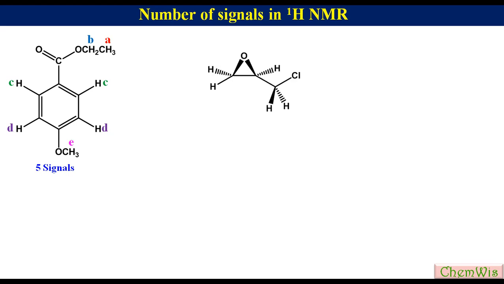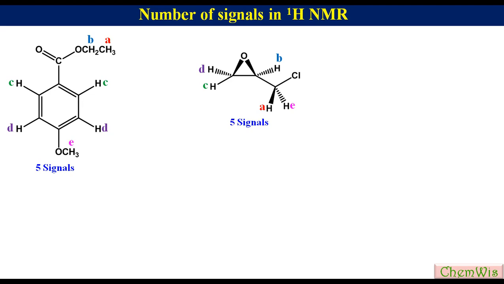Epichlorohydrin. First, label the clearly distinct protons as A, B and C. Proton C is closer in space to the CH2Cl group, while this proton is closer in space to proton B. So this proton is different from C and we can label it as D. Proton A is closer in space to oxygen, while this proton is closer in space to proton B. So it is different from proton A. So we can label it as E. Since there are 5 different sets of protons in epichlorohydrin, it will have 5 signals in the proton NMR.